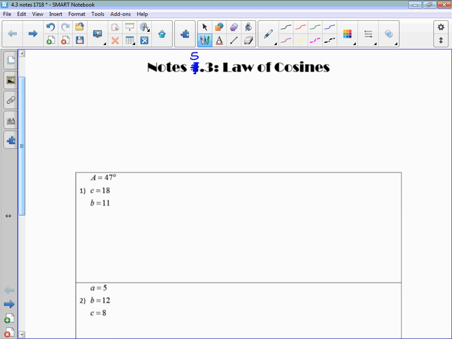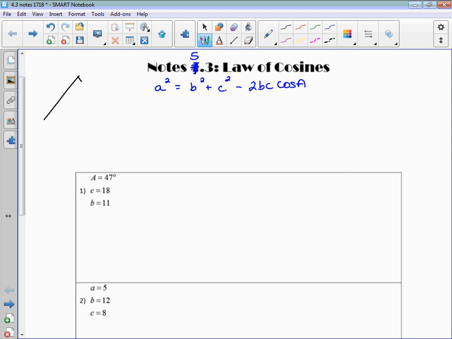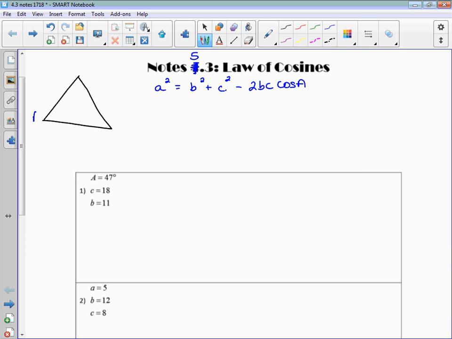The first one is going to be a squared equals b squared plus c squared minus 2bc cosine of angle A. Okay, this is like, you know, your basic triangle. There's no special way to write it other than side A is across from angle A, side B is across from angle B, side C is across from angle C, okay?